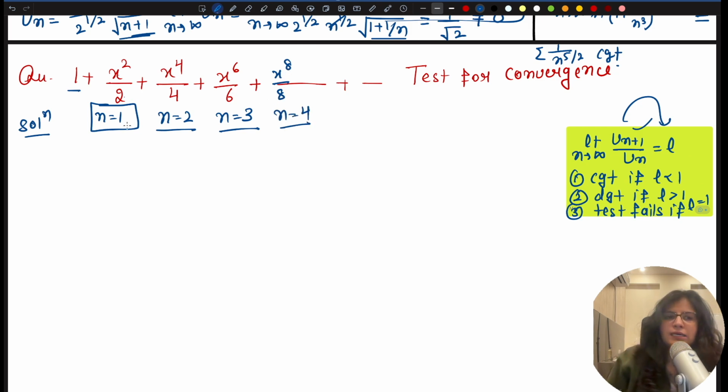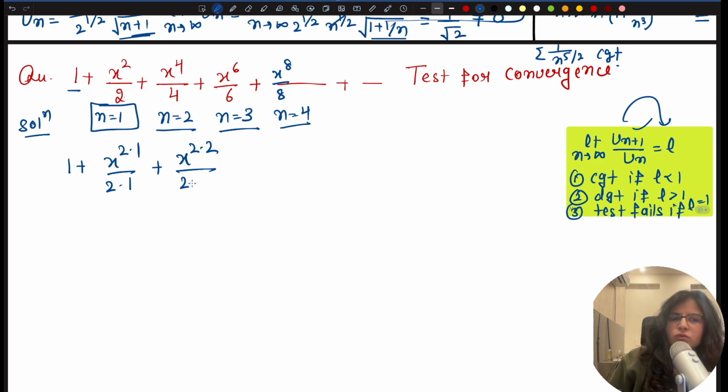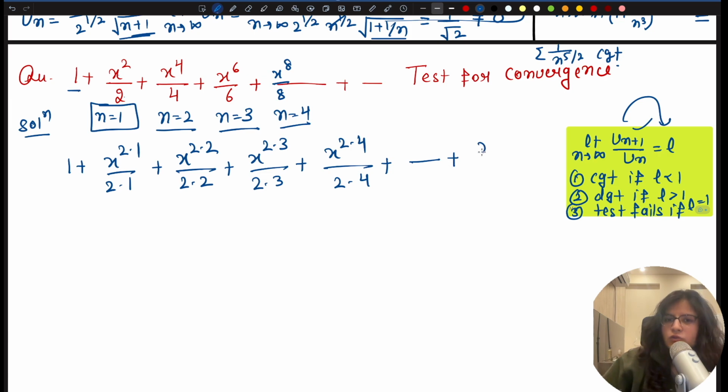So don't you think the series is going on like this: 1 plus x to the power 2 into 1 by 2 into 1, plus x to the power 2 into 2 by 2 into 2, plus x to the power 2 into 3 by 2 into 3, plus x to the power 2 into 4 by 2 into 4. So I can write the nth term of the series. What will it be? x to the power 2 into n by 2 into n. This is my nth term of the series. You can ignore the first term, there is no issue.